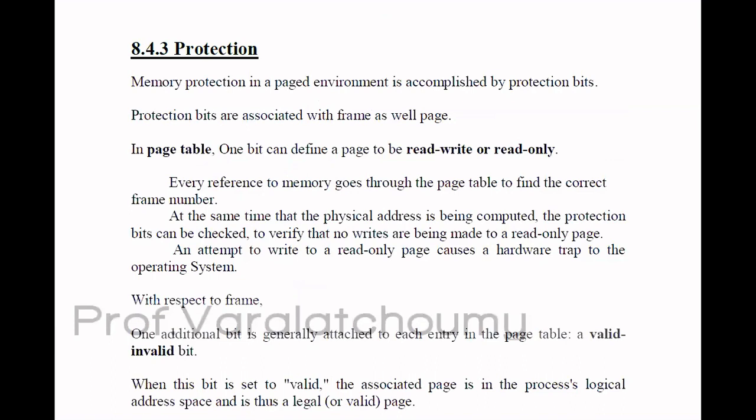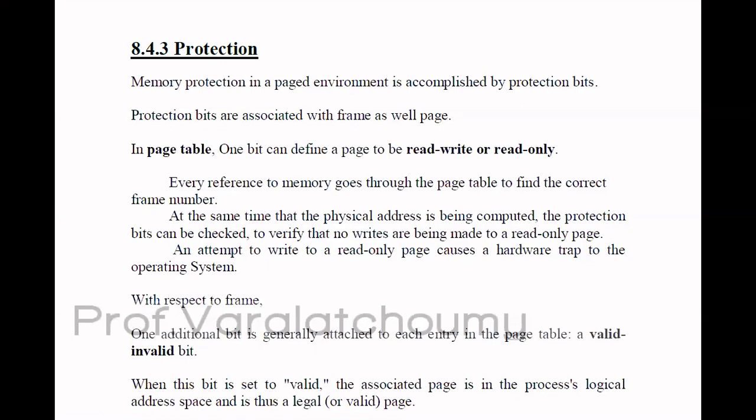Protection with respect to the pages means what? For example, certain pages can be only read by the system, which means the access right with respect to the page differs. Certain pages can be read as well as written, which means read-write permission has been provided. And for certain pages, it is only read-only permission. So how far is the operating system going to take care of this protection mechanism?